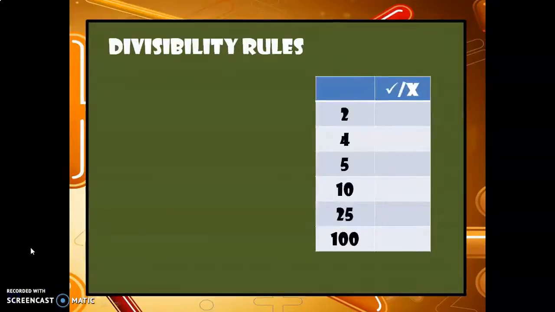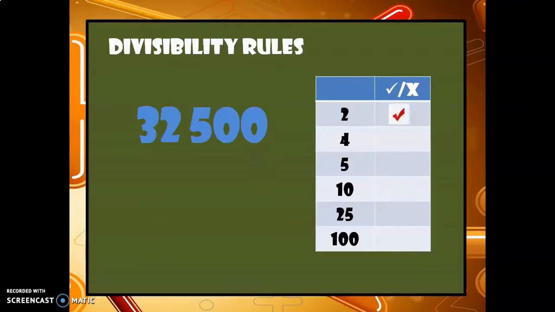Alright, let's have practice questions. I will show you a number and we will try to determine whether it is divisible by 2, 4, 5, 10, 25, or 100. Let's have our first number. Our first number is 32,500. Is it divisible by 2?